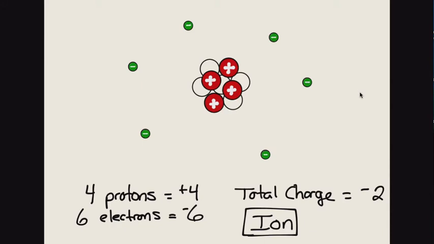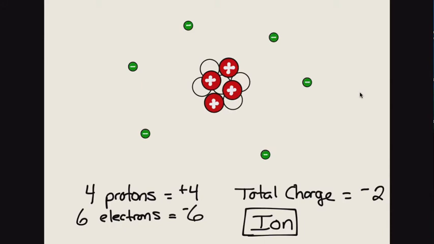Do you enjoy table salt? Yeah, table salt. Did you know table salt is a positive sodium ion and a negative chlorine ion? And because they were ions, they can form a bond, and that bond makes table salt. You wouldn't want them by themselves.